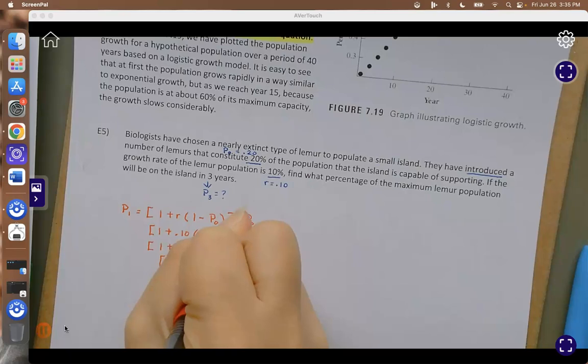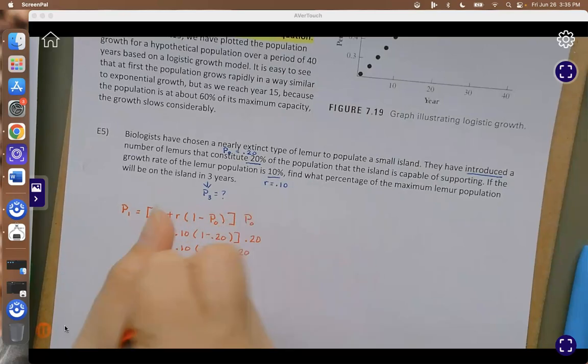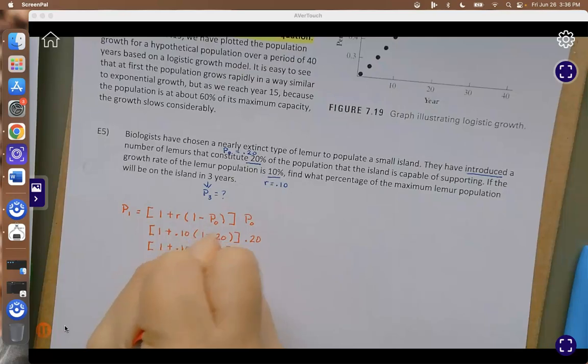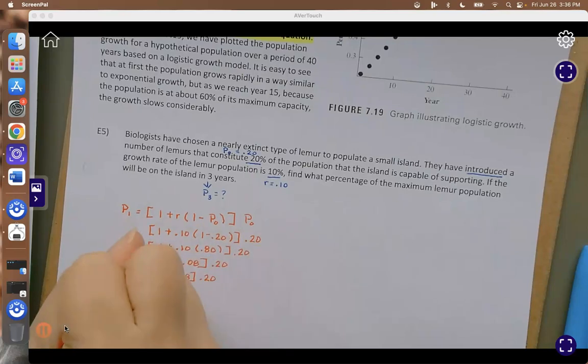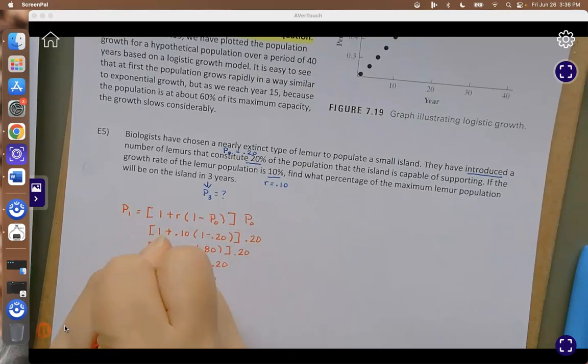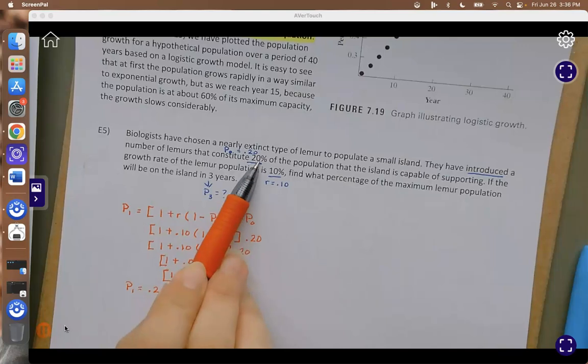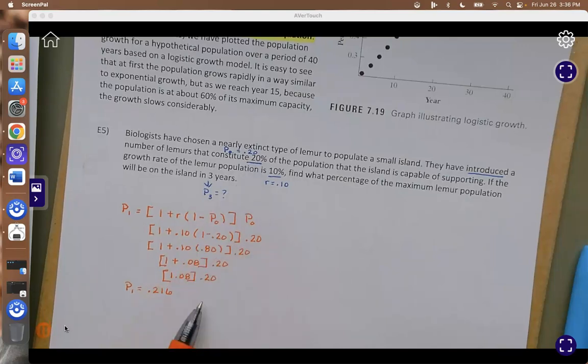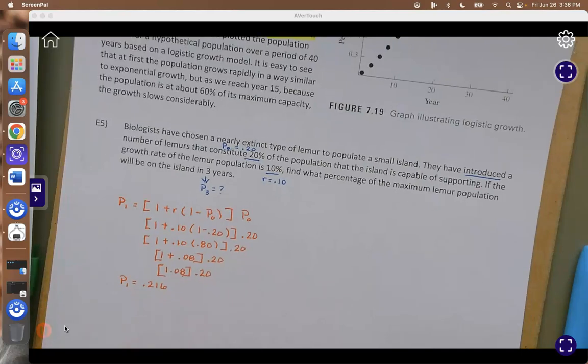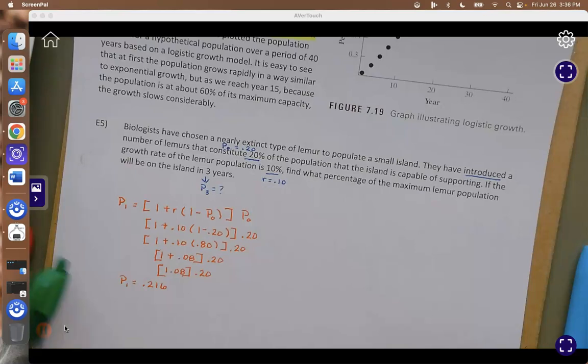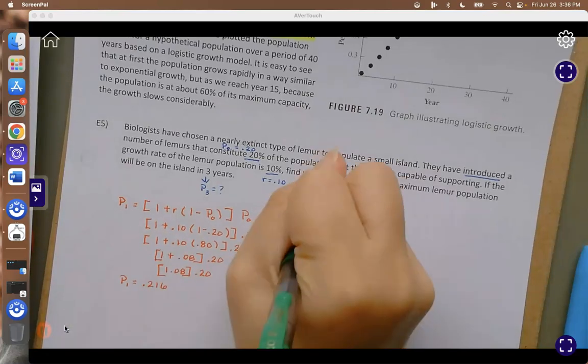And I'm going to be your calculator to save us a little time. 1 plus 0.08 is 1.08 times 0.20. So P of 1 is 0.216. So if the first year it's 20% of the maximum it can hold, by the first year it's 21.6% of the maximum it could hold. Okay, so let's go to P of 2.